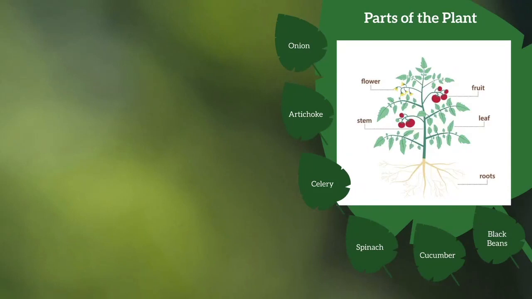Excellent job, boys and girls. Let's do a quick review. We have the 6 parts of the plant. We have the roots, the stem, the leaf, the flowers, the fruit, and the seeds that are inside of the fruit. Awesome job.